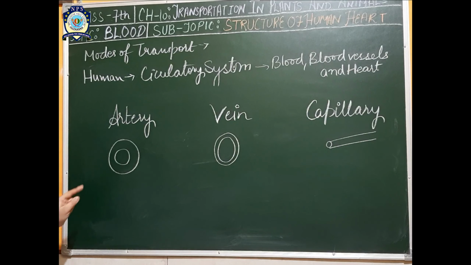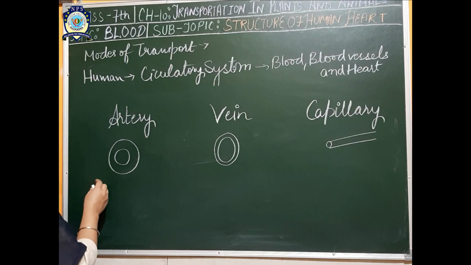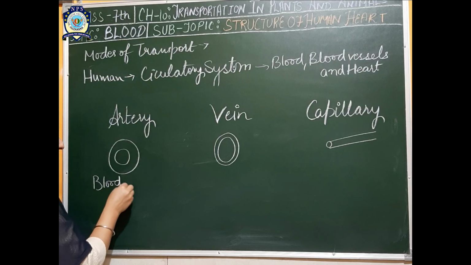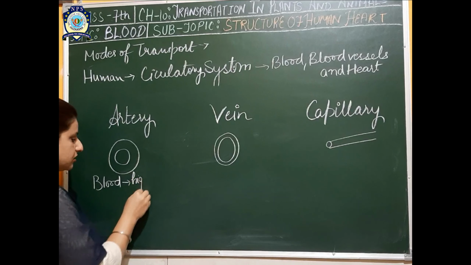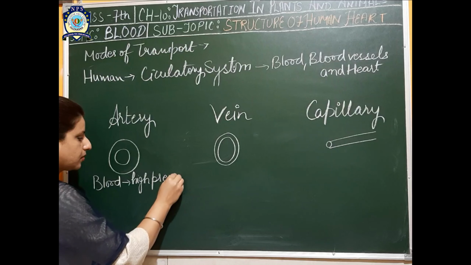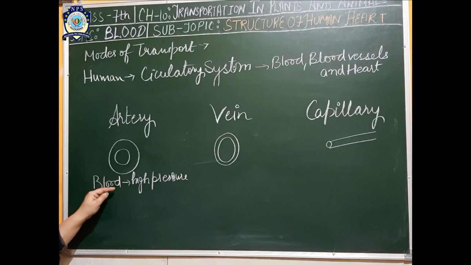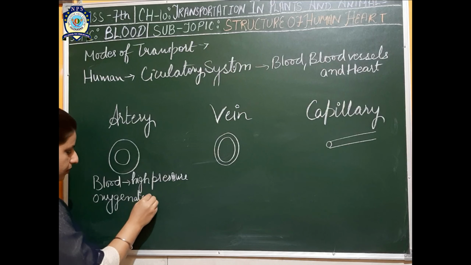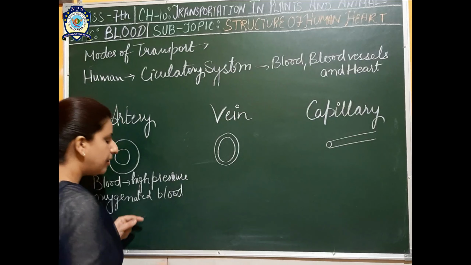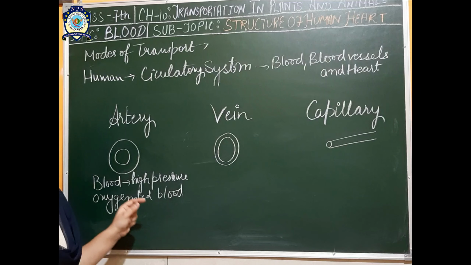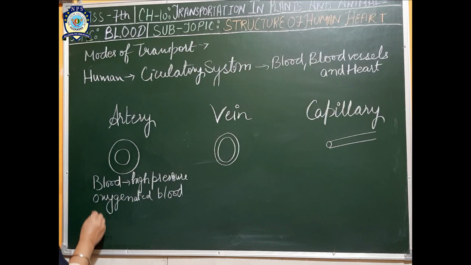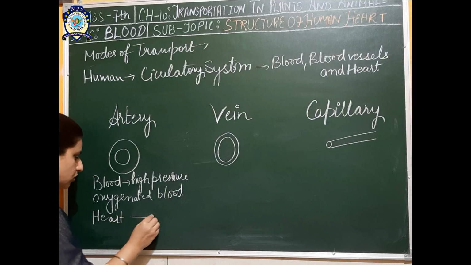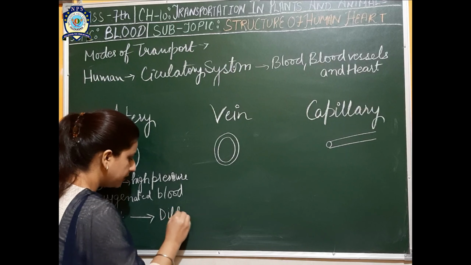Also, arteries have a narrow lumen, so the blood they carry is carried at high pressure. And since they carry high pressure blood, arteries always carry oxygenated blood, because the blood is purified inside the heart and the arteries carry the blood from the heart to the different parts of the body.